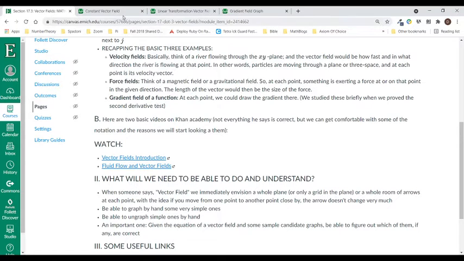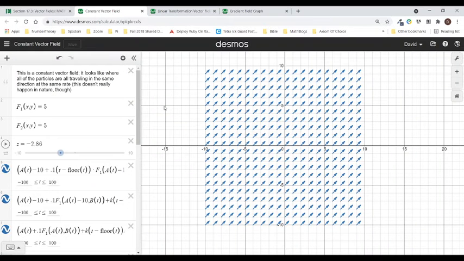We have seen graphs like this before. For example, here's the easiest kind, right? This is a constant vector field. At every single point, we have exactly the same arrow. You might think a flow looks like this. An idealized flow certainly looks like this, right?